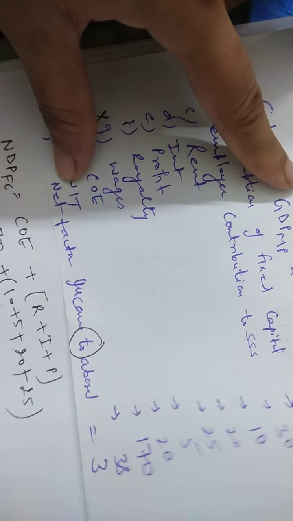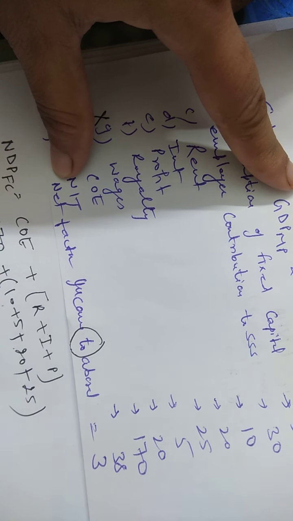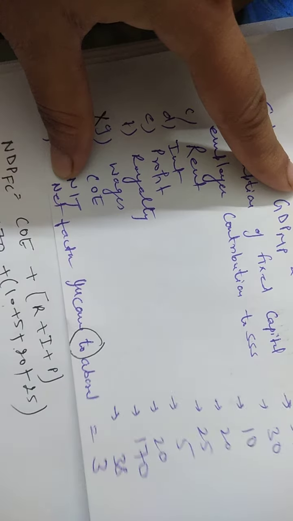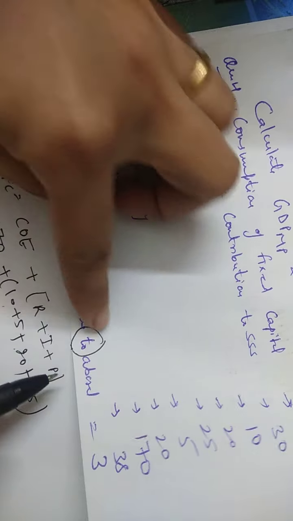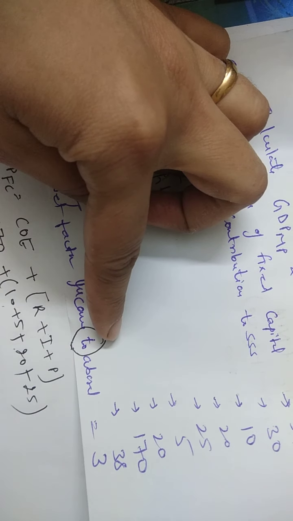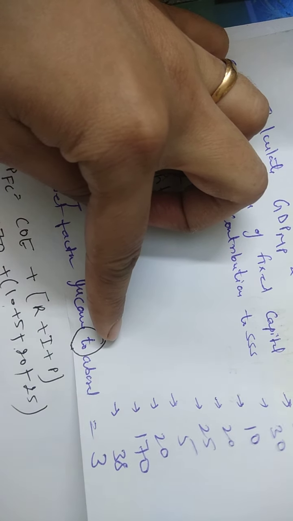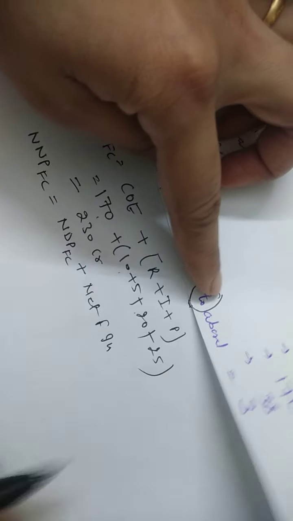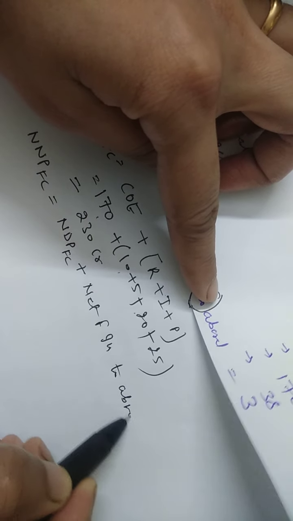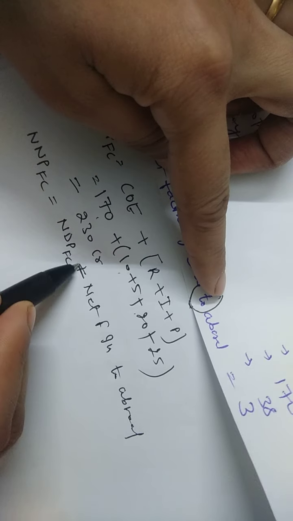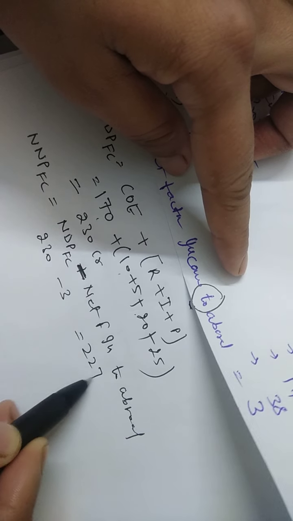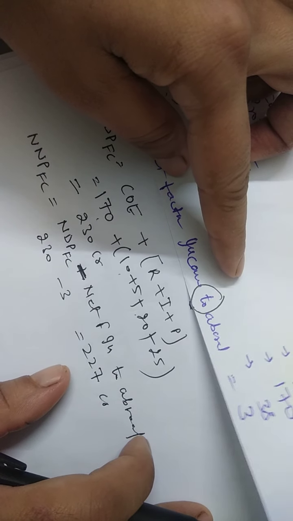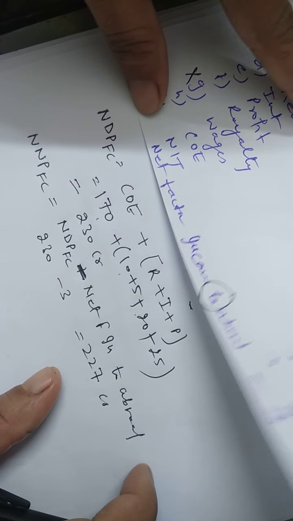But we are required to calculate in this question NNP at factor cost. So NNP at factor cost can be obtained from NDP at factor cost by adding NFIA. But since it is net factor income to abroad, we will subtract it. So 230 minus 3, this is 227 crore, which is the NNP at factor cost, which we were required to calculate in this question.